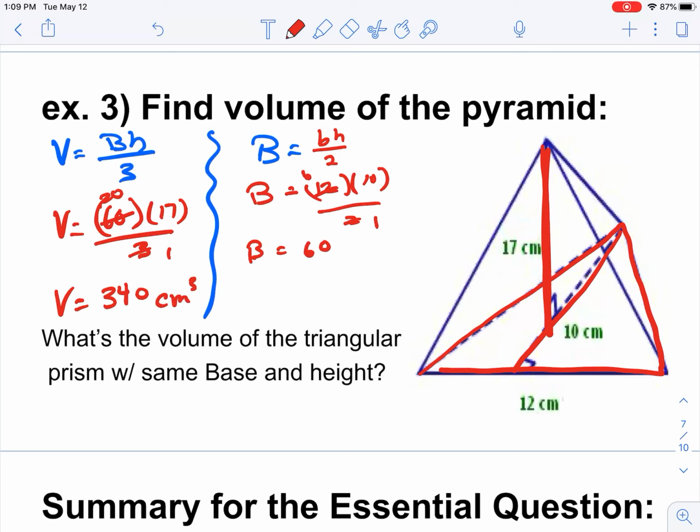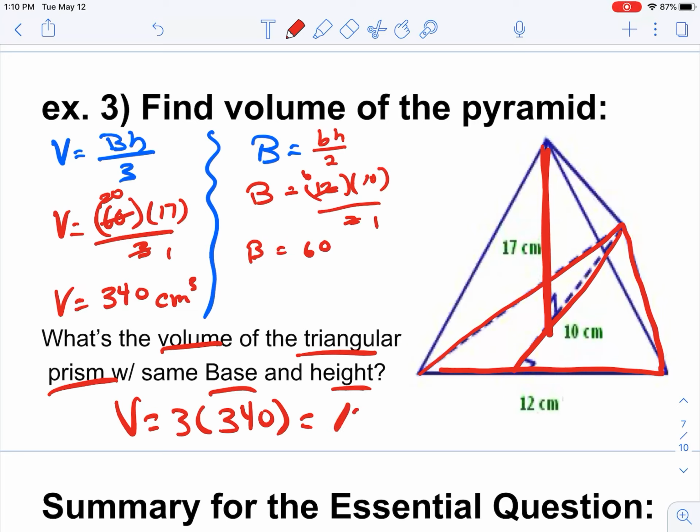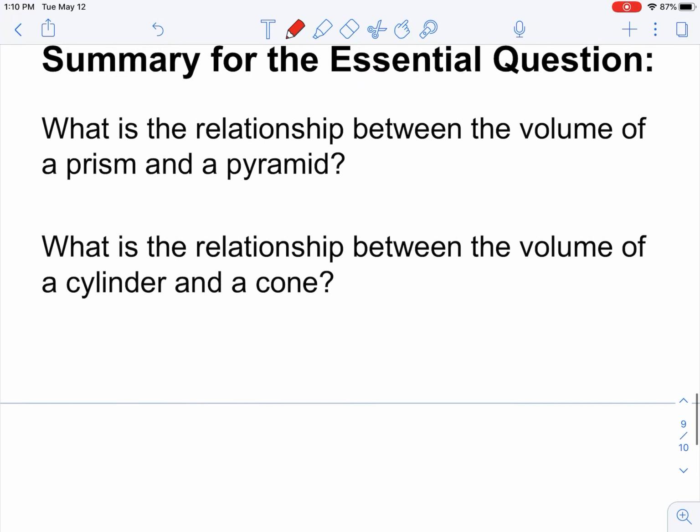And that's centimeters cubed. If we're going to find the volume of the triangular prism with the same base and height, I know that's just going to be 3 times as much. So 3 times 340 is going to be 1,020, and that's centimeters cubed.